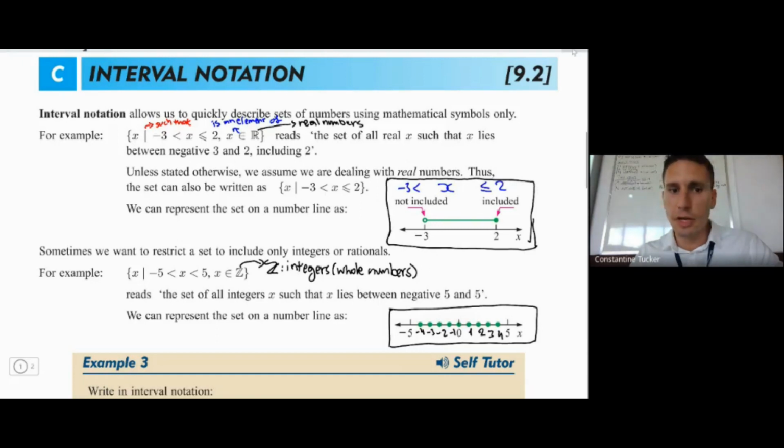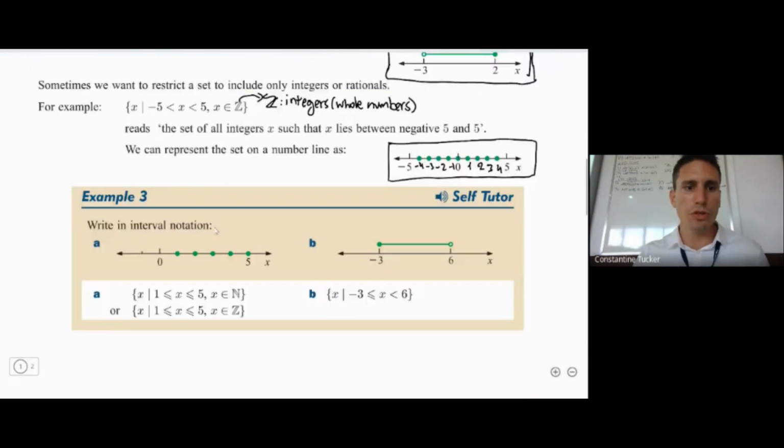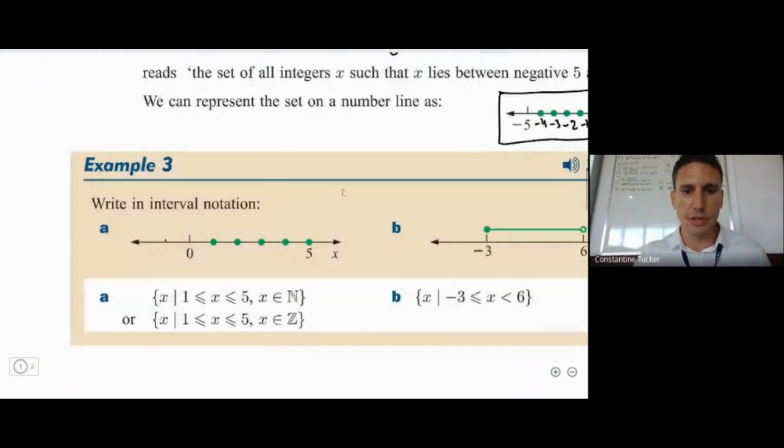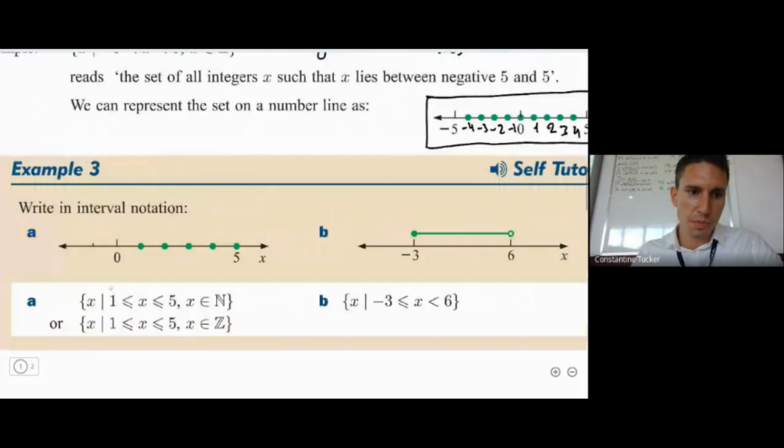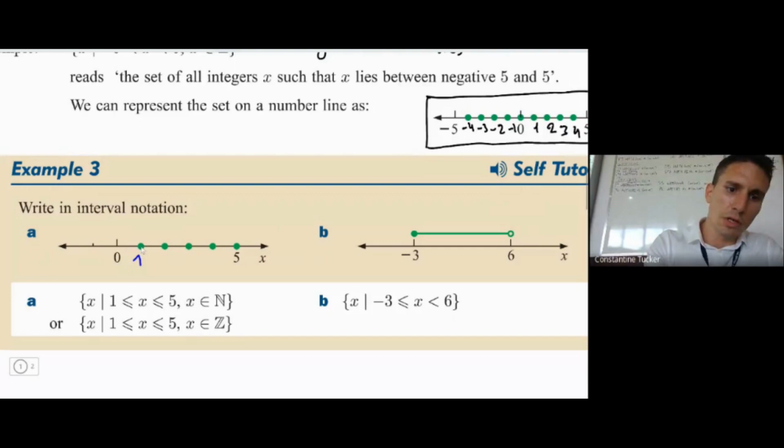Now, let's carry on and do some more examples here. How would you now go backwards and write this using interval notation? Well, using interval notation, which basically means put it in curly brackets and use this inequality kind of notation, you would say, so here we've got the numbers between, let's see, I'm going to write it down here, 1, 2, 3, 4, and 5.